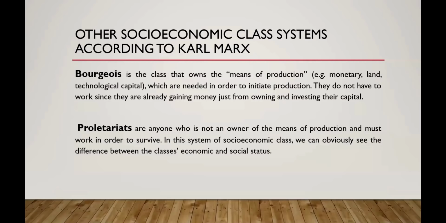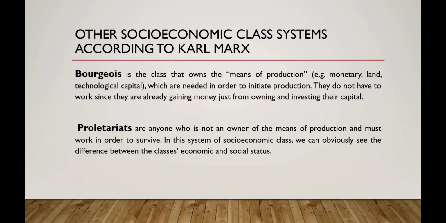So, we have here another socioeconomic class system according to Karl Marx. Karl Marx is the proponent of the socioeconomic class system, or the conflict system. We have the bourgeois and the proletariats. When we say bourgeois, it is the class that owns the means of production. We have the monetary, land, and technological capital, which are needed in order to initiate production. These are persons who do not have to work since they are already gaining money just from owning and investing their capital.